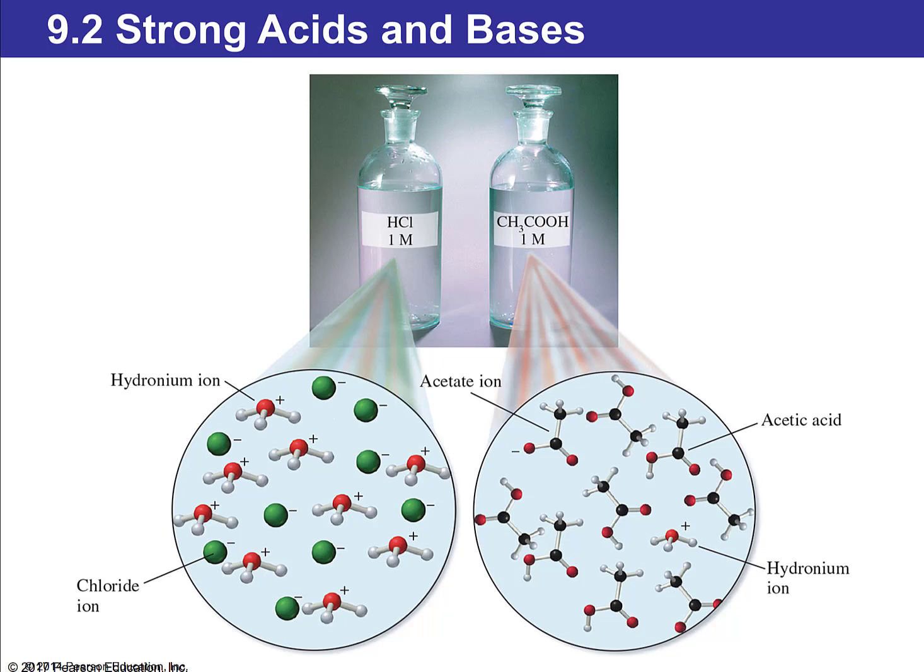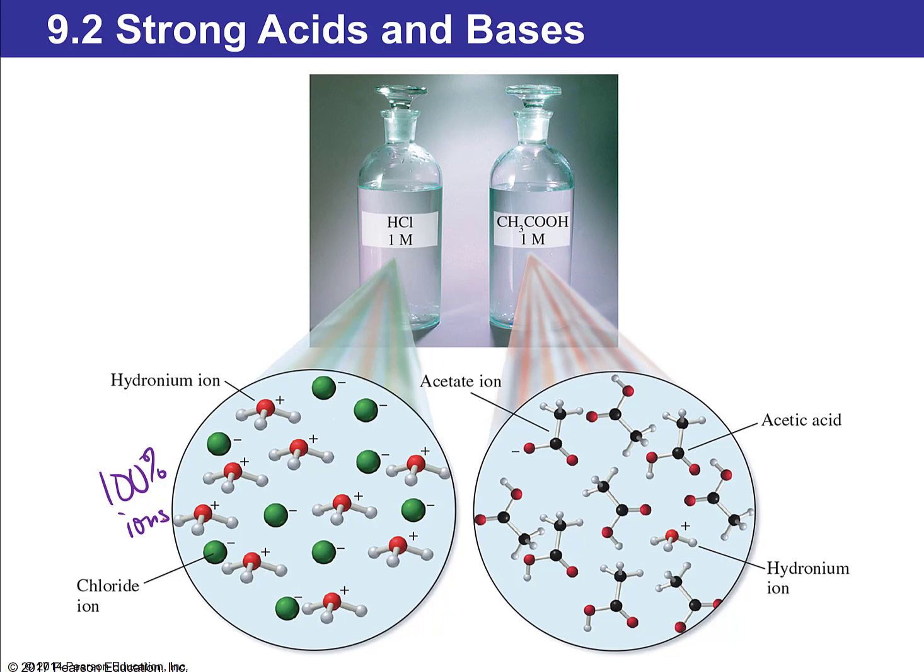If you're looking at a strong acid versus a weak acid, which one of these is a strong acid? The left one. And so how many ions do you see? How many of them have a charge? All of them, right? So there is 100% ions that are produced. So hydrochloric acid in water, 100% of ions are made.